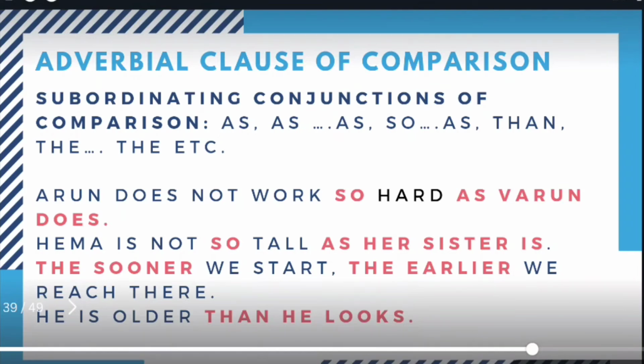Next one, the sooner we start, the earlier we reach there. So this again is a comparison of two actions. നമ്മൾ എത്രയും നേരത്തെ ഇറങ്ങുന്നോ അത്രയും നേരത്തെ എത്താം. So here it's a bit complicated because the is the subordinating conjunction of comparison. So ഇവിടെ main clause ആയിട്ട് വരുന്നത് we start എന്നാണ്. The sooner dash the earlier we reach there എന്ന് പറയുന്നത് adverbial clause of comparison ആണ്. Next one, he is older than he looks. So the main clause is he is older, and the adverbial clause of comparison is than he looks.